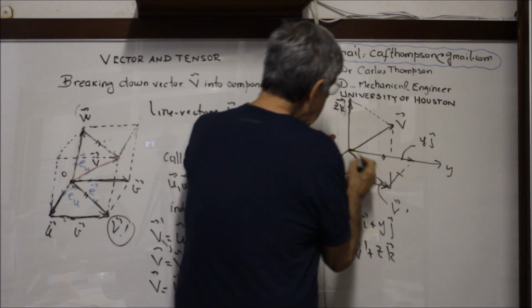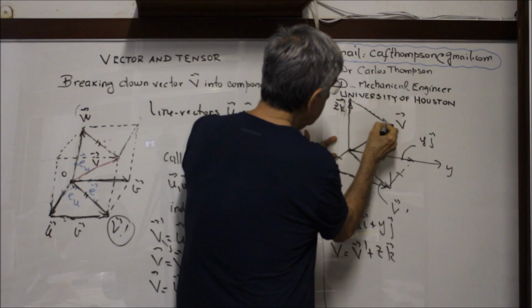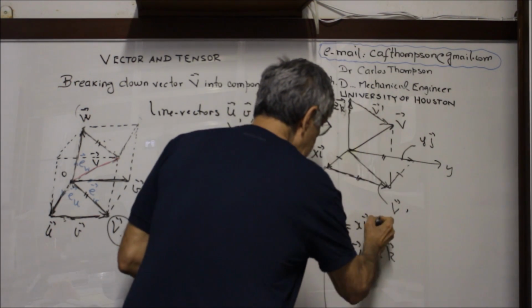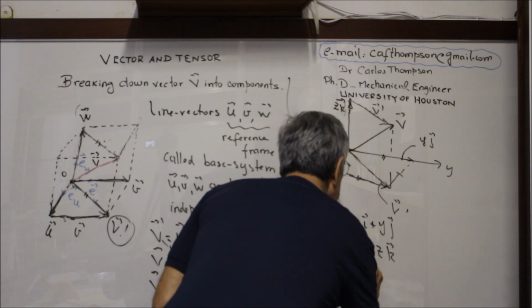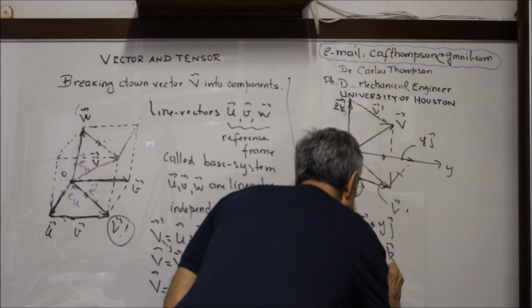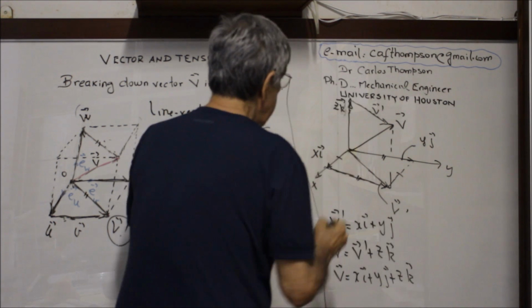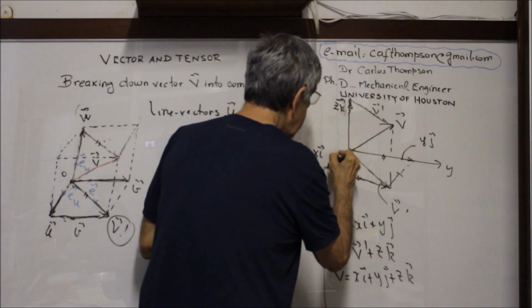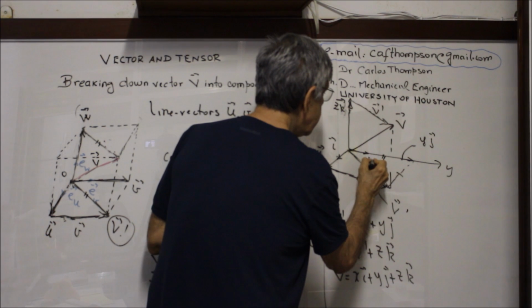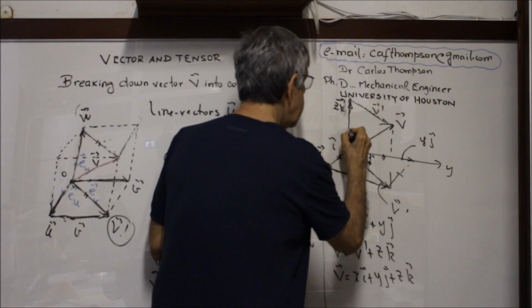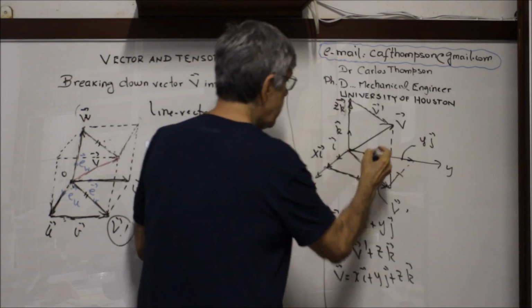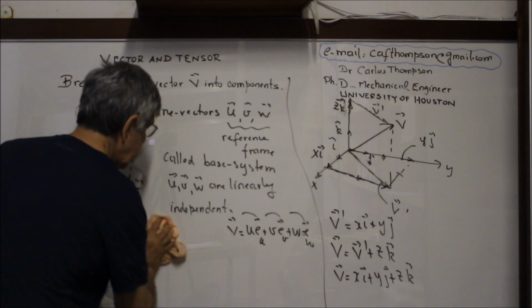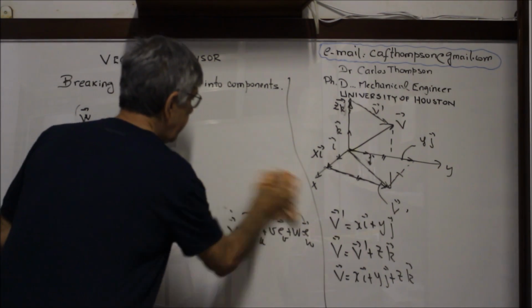Zk plus v prime is equal to v. I'll plug v prime over here, so v is equal to xi plus yj plus zk. This is an orthonormal base. This is my unit vector i, here unit vector j, and here unit vector k. ijk, let's write it down right here.